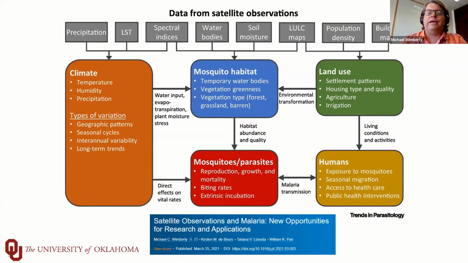And so the point that I want to make here is that we have these things we can measure at the top, and we have multiple and potentially rather complicated pathways through which what we see through the lens of the satellite tells us about things like mosquito habitats and land use and what humans are doing and what the climate is like. And those things all influence mosquito populations and the potential to transmit disease in a variety of ways.